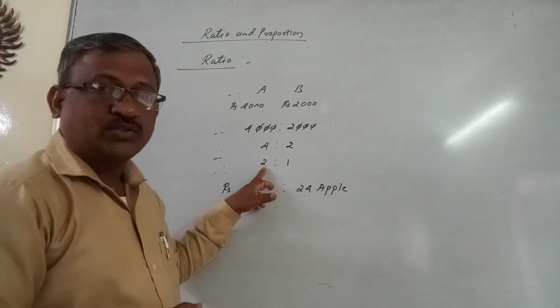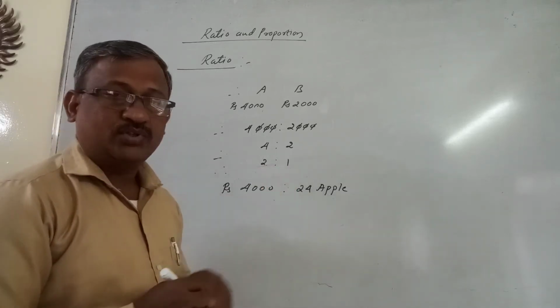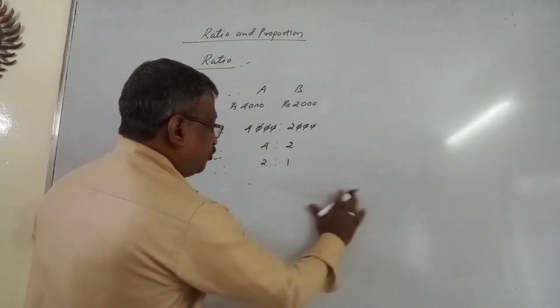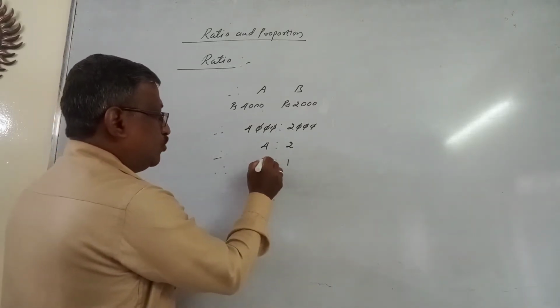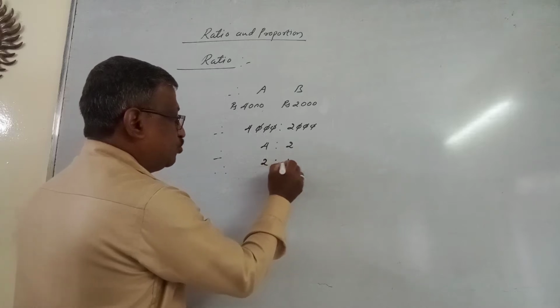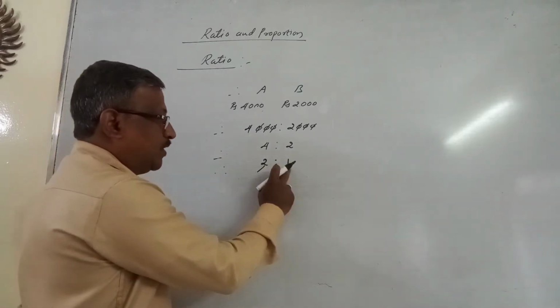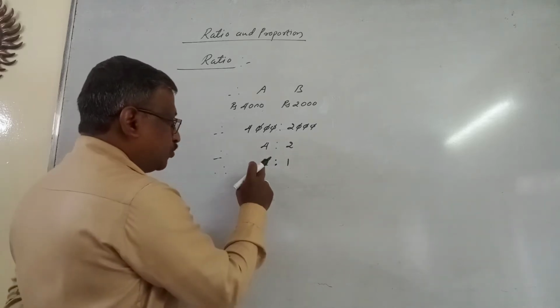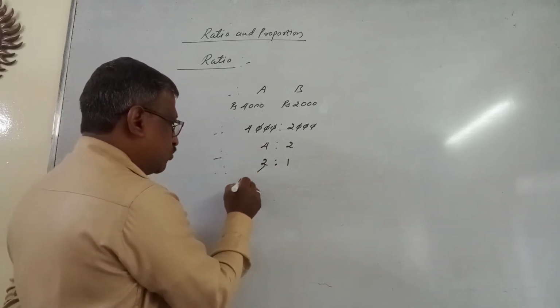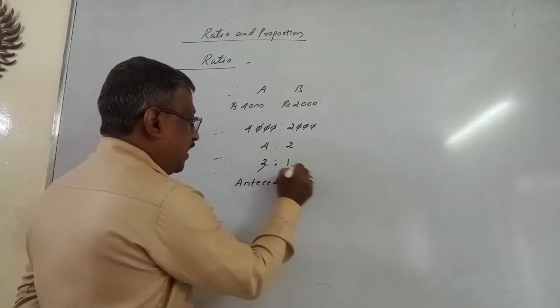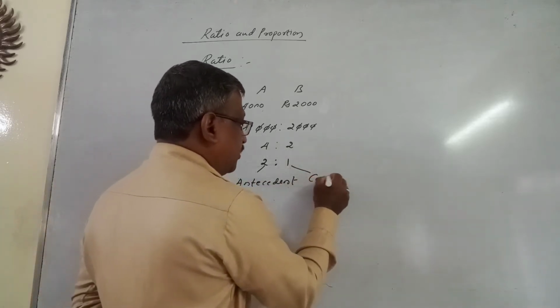First term is called as what? Antecedent, and second term is called as what? It is consequent. So here I have written the ratio as 2:1. We have got the ratio as 2:1. So here my first term is 2, my second term is 1. So this first term 2 is called the antecedent, and the second term is called the consequent.